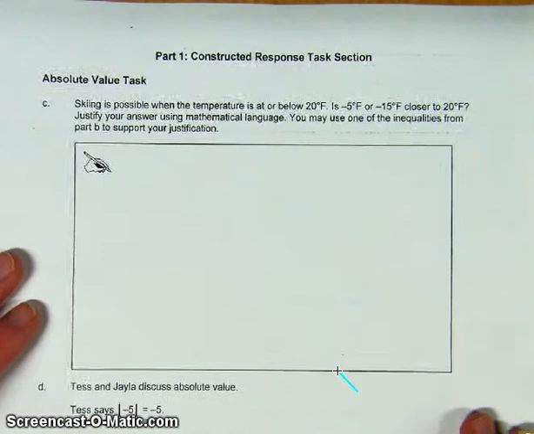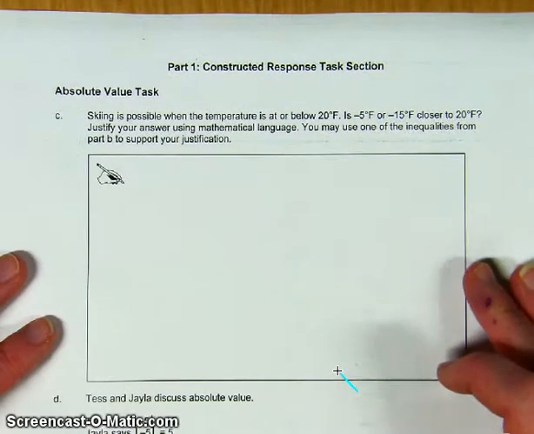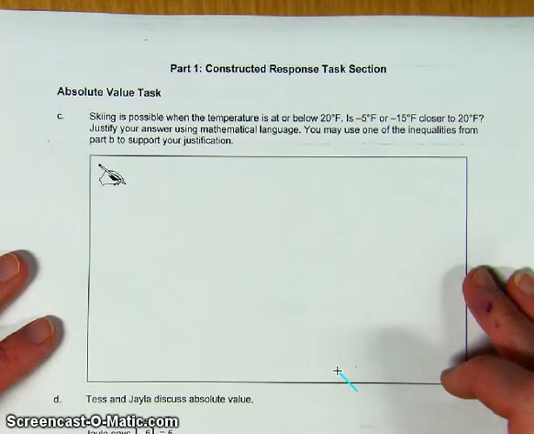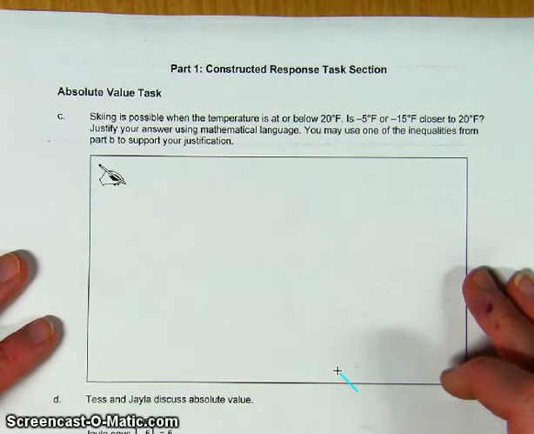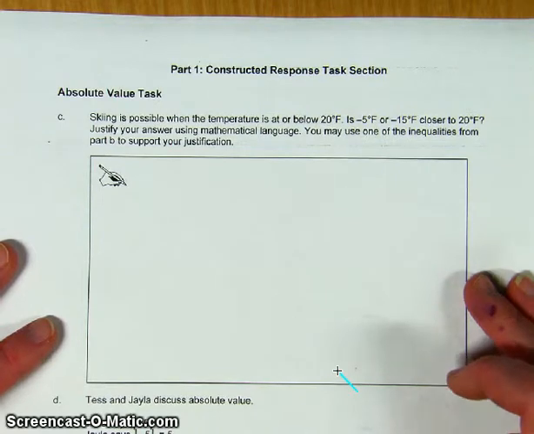So then on the back, skiing is possible when the temperature is at or below 20 degrees Fahrenheit. Is -5 or -15 degrees Fahrenheit closer to 20 degrees Fahrenheit? Justify your answer using mathematical language. You may use one of the inequalities from Part B to support your justification.